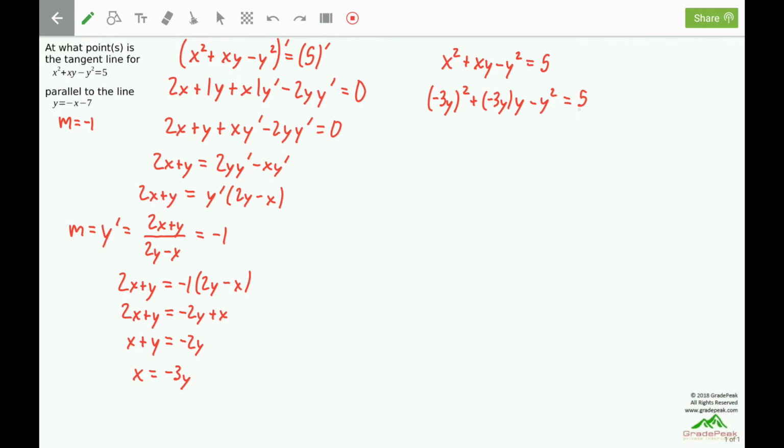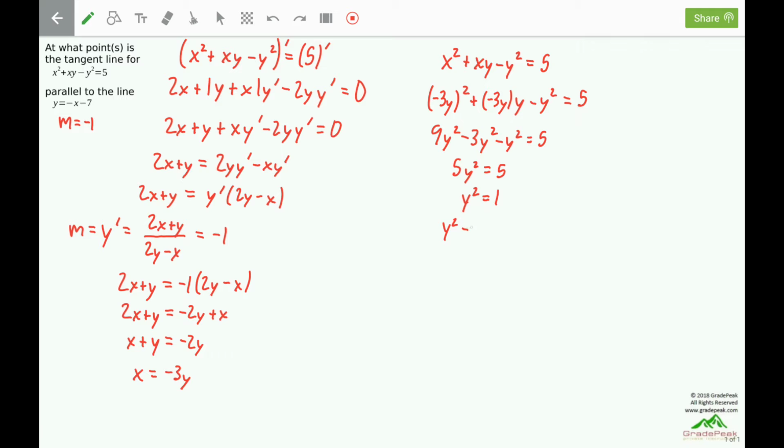So we have a negative 3y quantity squared. Negative 3 squared is positive 9. Y squared is y squared. Negative 3y times y will be a negative 3y squared. And then minus y squared equals 5. We can combine all the terms on the left. 9 minus 3 is 6, minus 1 more is 5. So we have 5y squared equals 5. We can divide both sides by 5, so y squared equals 1.